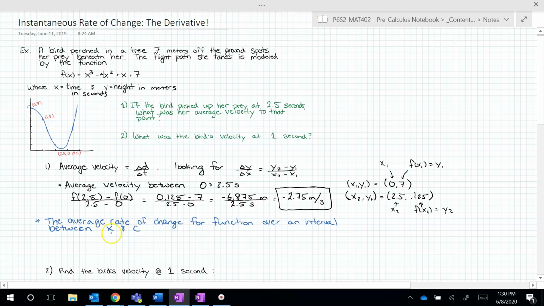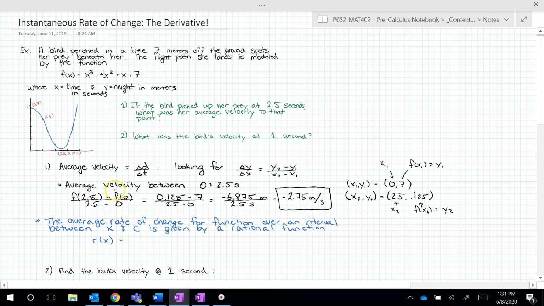x being my general x value, kind of this variable, this changing x value, and c is going to represent some fixed x value. So in this case, maybe my x was 0 and my c was 2.5. We're looking at that change over some interval, x and c. This is given by a rational function r of x, r standing for rational function here.